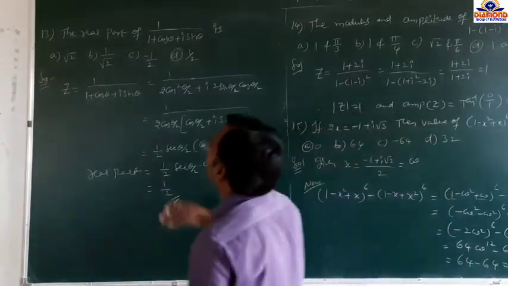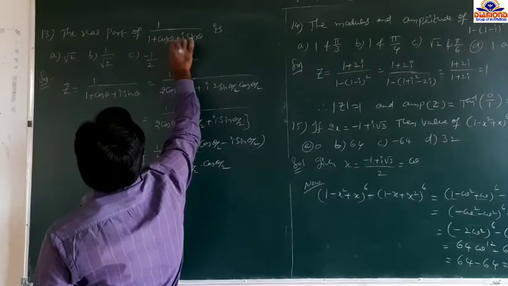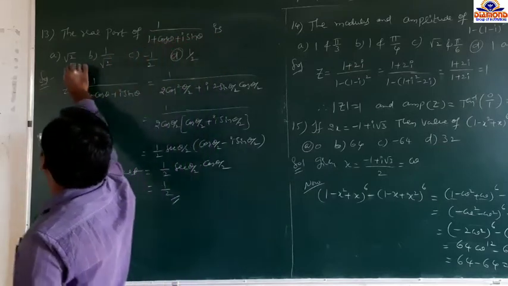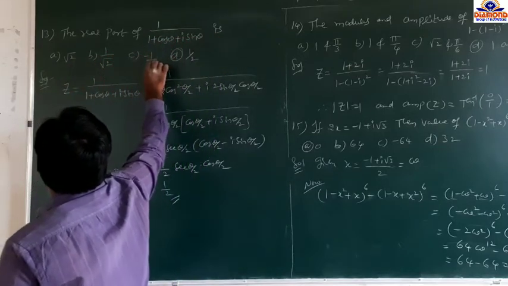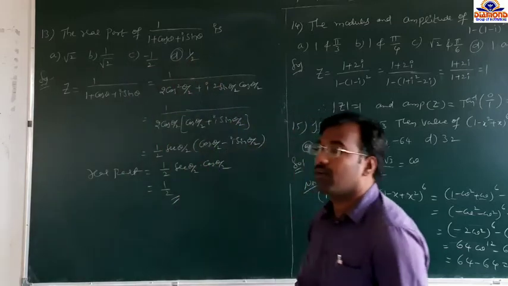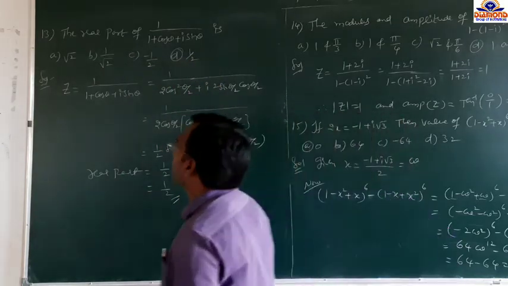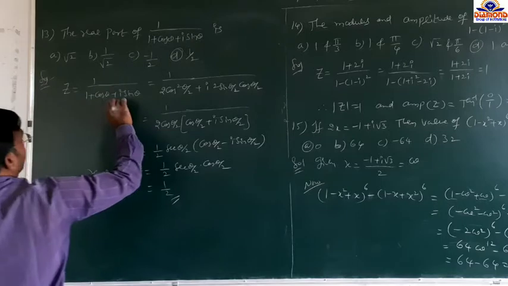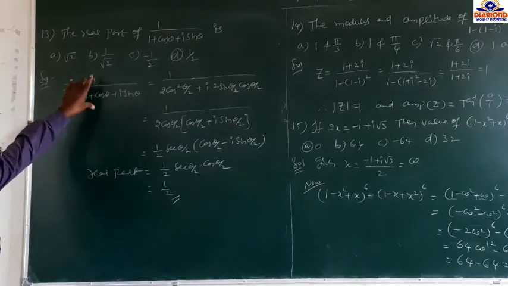The real part is 1 by... option A is 2, option C minus 1 by 2, option D 1. So Z equal to 1 by 1 plus cos theta plus i sin theta. This one is converted to x plus iy form. If you convert it to x plus iy form, x is the real part, y is the imaginary.